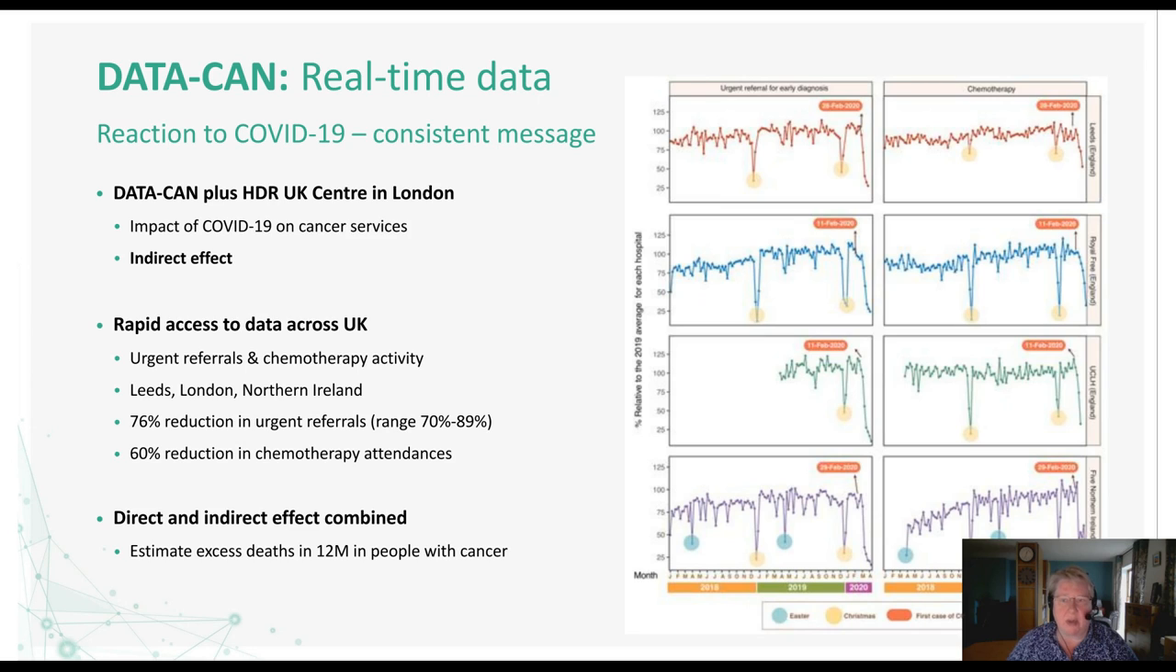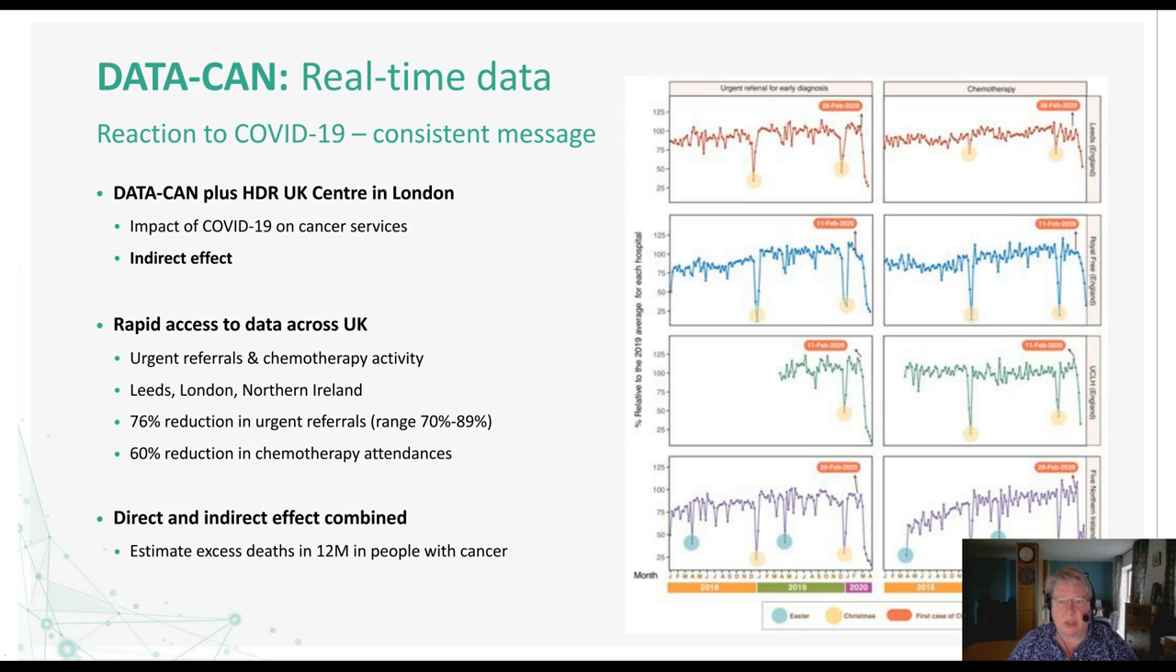So how did we come across this? What we started to notice, and you can see on the right-hand side of the slide here, is that around the end of March, we were starting to see a real drop-off in our urgent referrals, our 2-week wait as we call it in the UK, those red flag indicators, and also in the number of patients turning up for outpatient attendances, mainly for chemotherapy.